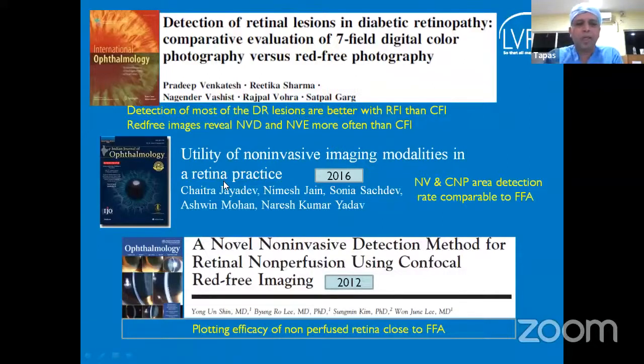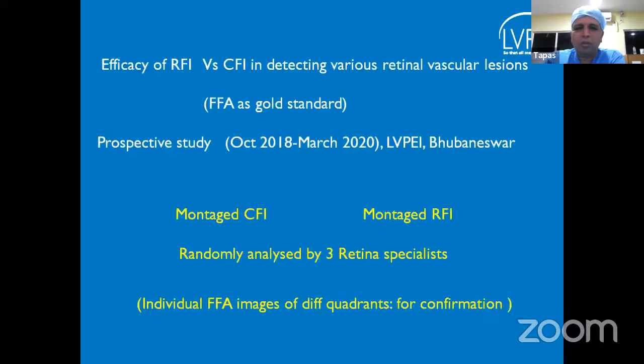This one by Chitra Jaydev et al., Utility of non-invasive imaging modalities in a retina practice, showed that for neovascularization and CNP areas, the detection rate with red-free imaging is comparable to FFA. This one is a novel non-invasive detection method for retinal non-perfusion using confocal red-free imaging. They show that non-perfused retina, the retina devoid of blood supply, appears dark and featureless, and the plotting can be as close as fundus fluorescein angiogram.